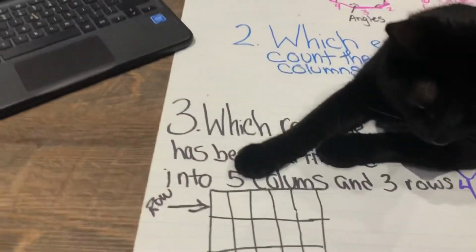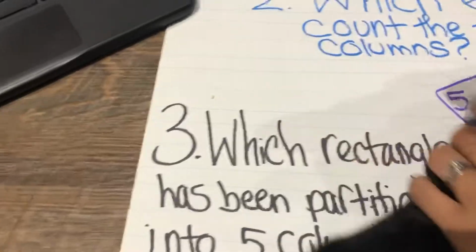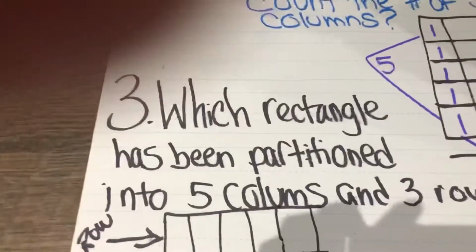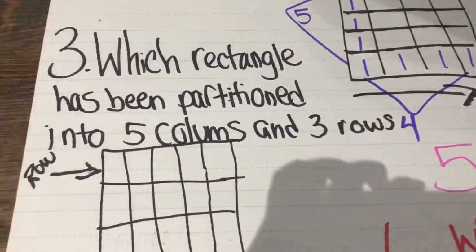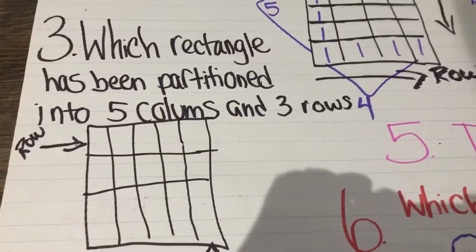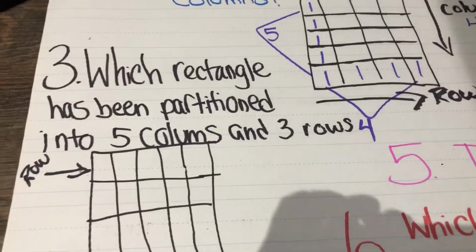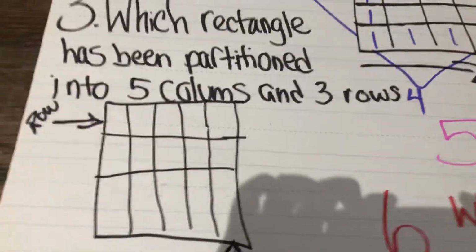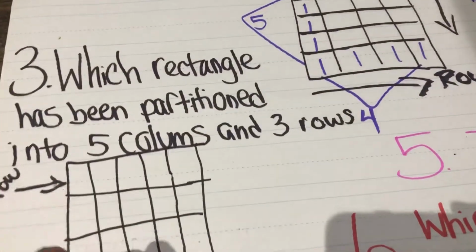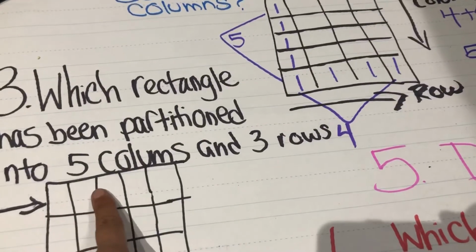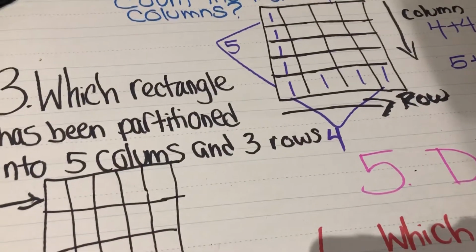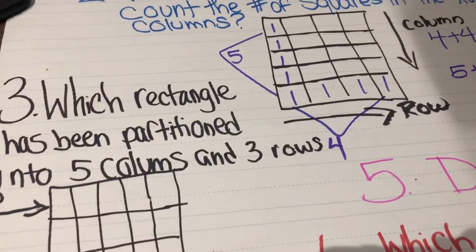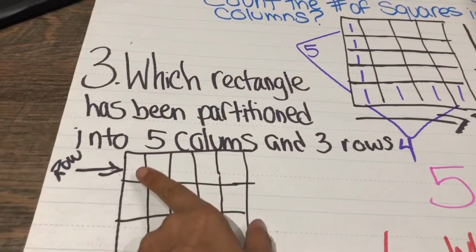Okay. Kitty Hawk is teaching you number 3. Which rectangle has been partitioned into 5 columns and 3 rows? Partitioned means cut up equally. So I drew this one. You don't have to do it. It's not perfect, but I have 5 columns. Columns, remember, go up and down. 1, 2, 3, 4, 5. And I have 3 rows.